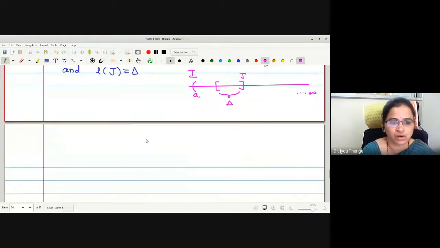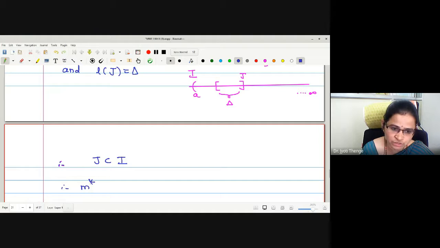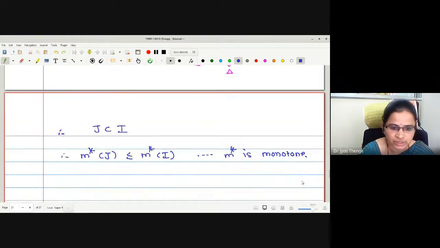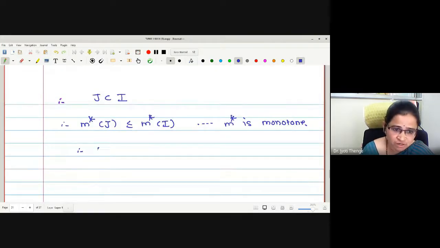Okay. Now let us use the definition of an outer measure. Therefore, here let me first write J is contained in I. Then what about the outer measure of these two relations? Yes, it is less than or equal to, the reason is m star is monotone, right? But what is the value of m star of J? Delta, no?